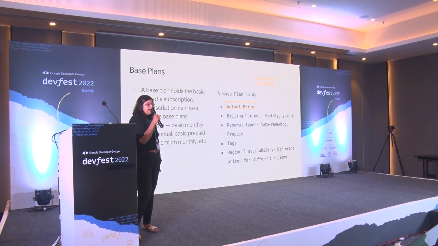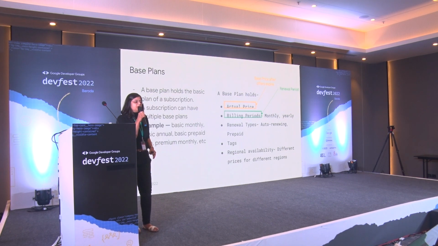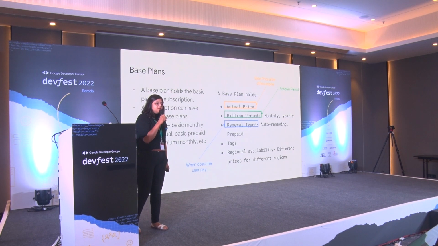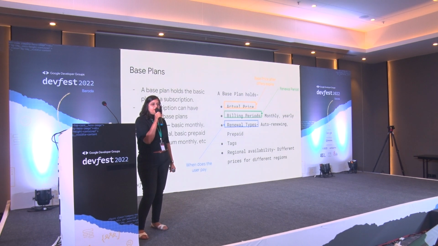The actual price is the base price with which the user starts using your subscriptions. So that is the actual price. Billing cycles are mainly monthly and yearly. So you can have either a monthly subscription or a yearly subscription. And then you have renewable types. Renewable types could be auto-renewing, that is, you have subscriptions renewable every month or every year.